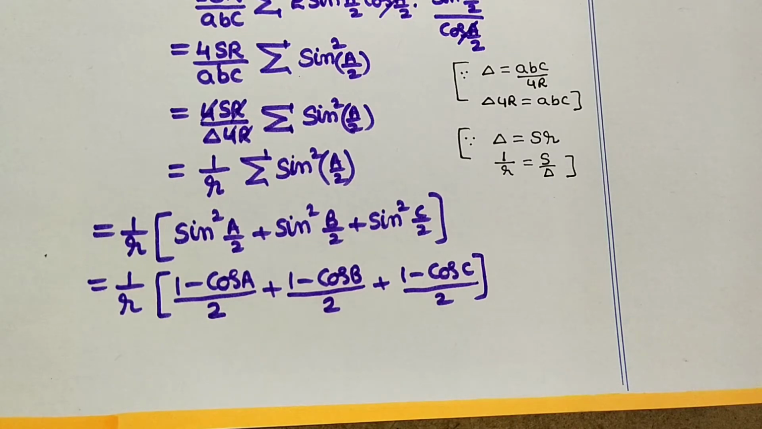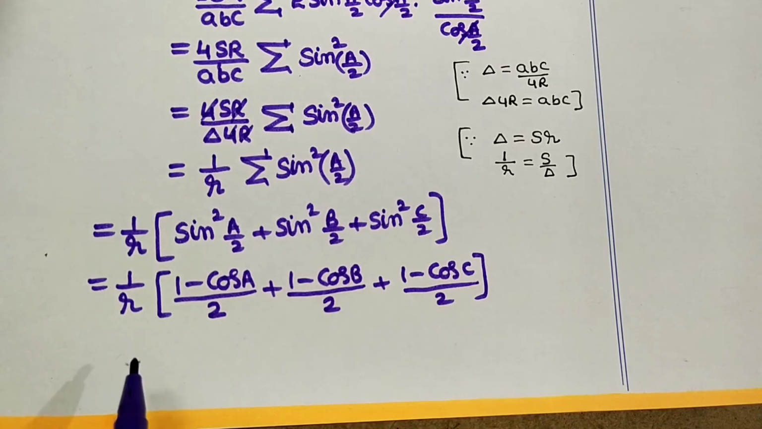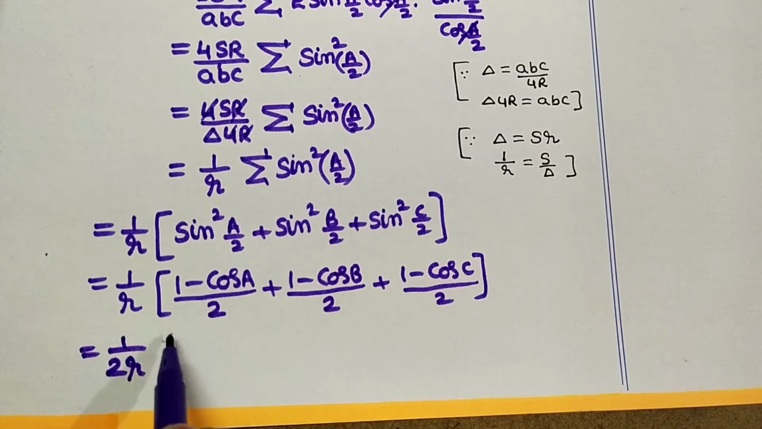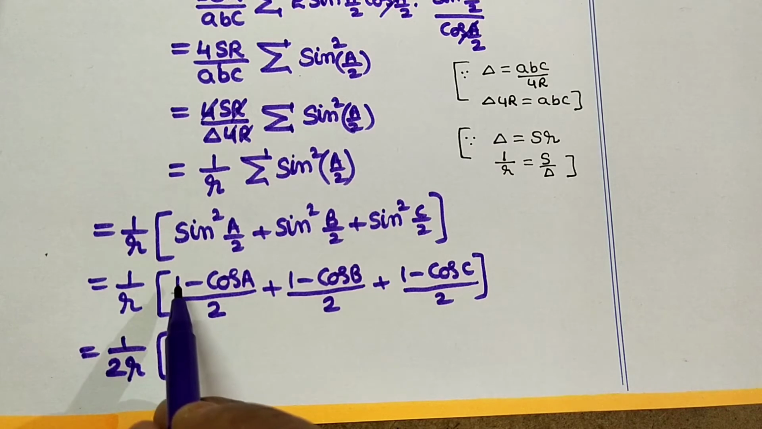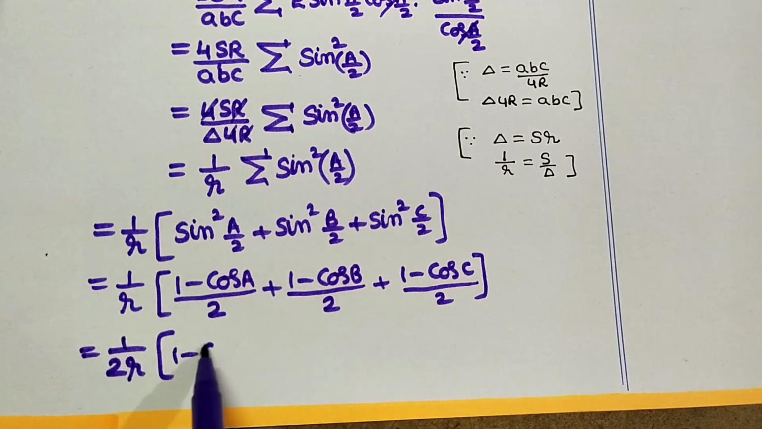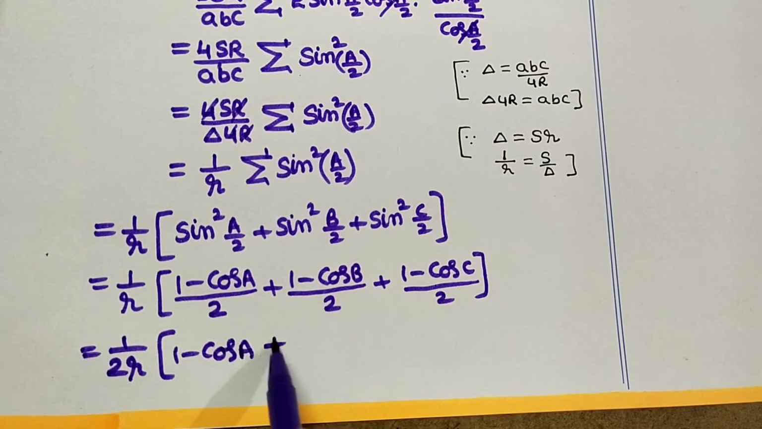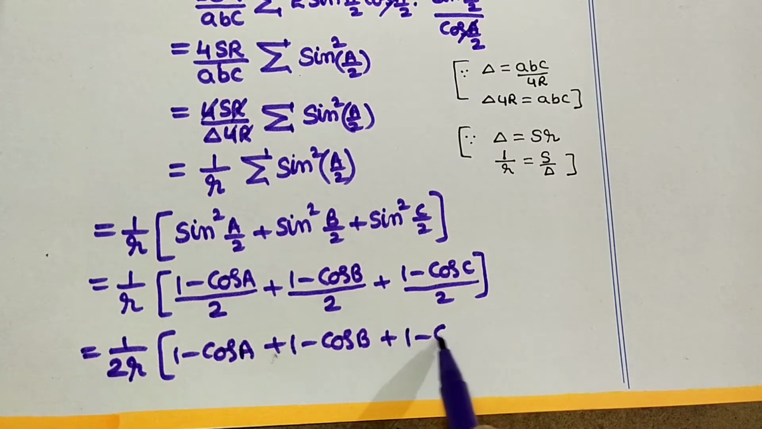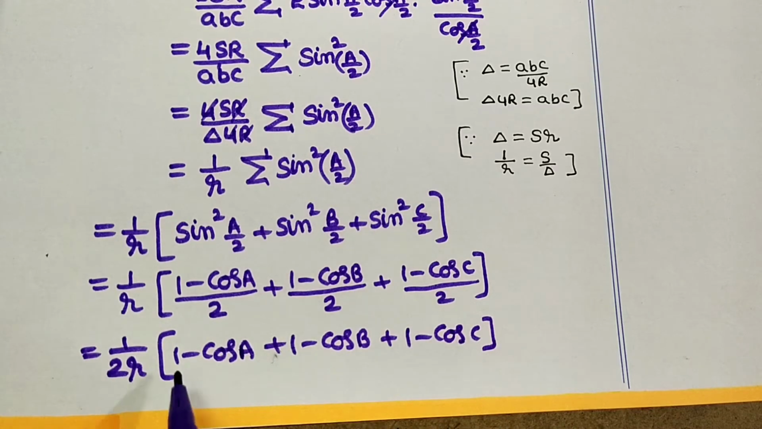Otherwise, you take common only 2, so that means indirectly LCM. So which is equal to 1 by 2 into small r. Better to write like this: 1 minus cos A. Instead of writing direct step, we can write 1 minus cos B plus 1 minus cos C. In the next step, 1 plus 1 plus 1 is 3. So 1 by 2r.